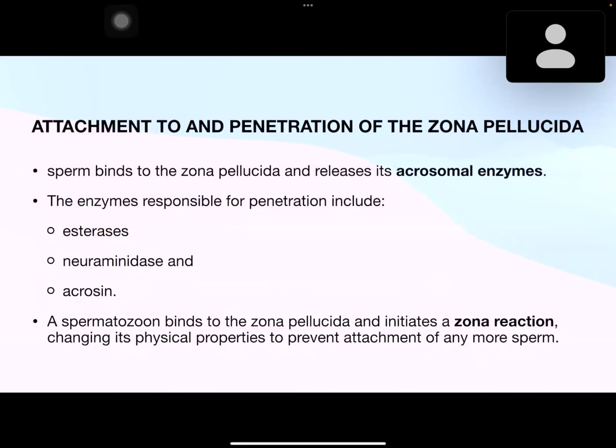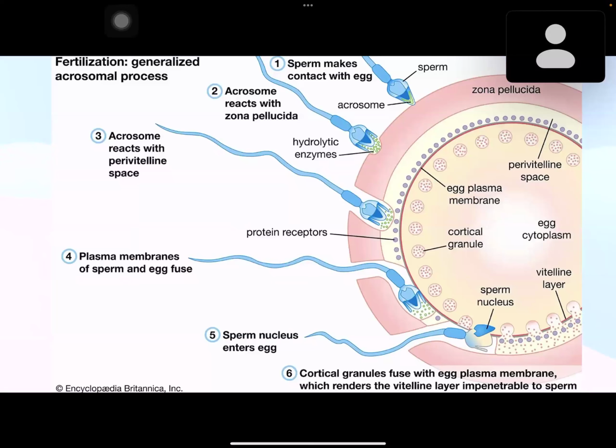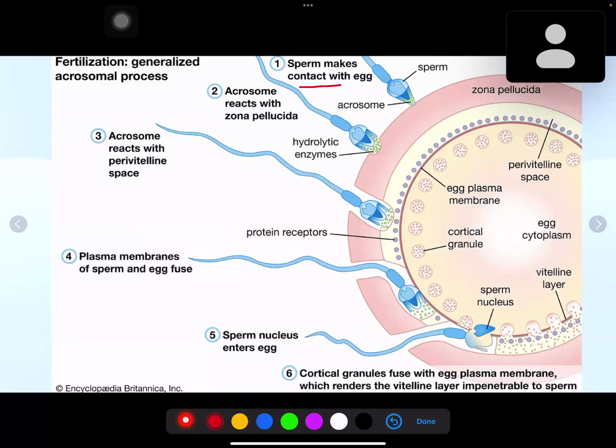So this is the diagram. If you see it step by step, they have written that the sperm makes contact with the egg. This is the acrosome, the topmost part, and this is the zona pellucida. The sperm first makes contact, and the acrosome reacts with the zona pellucida. You see the hydrolytic enzymes are released.